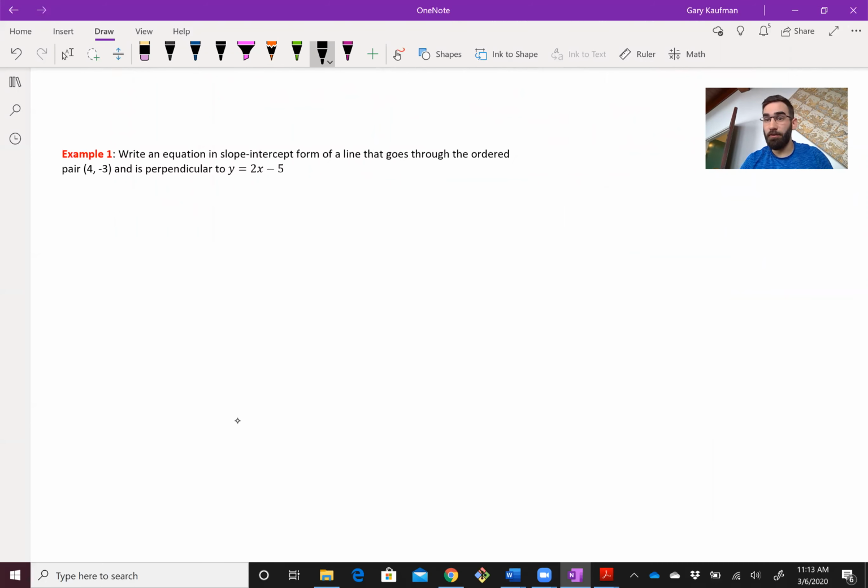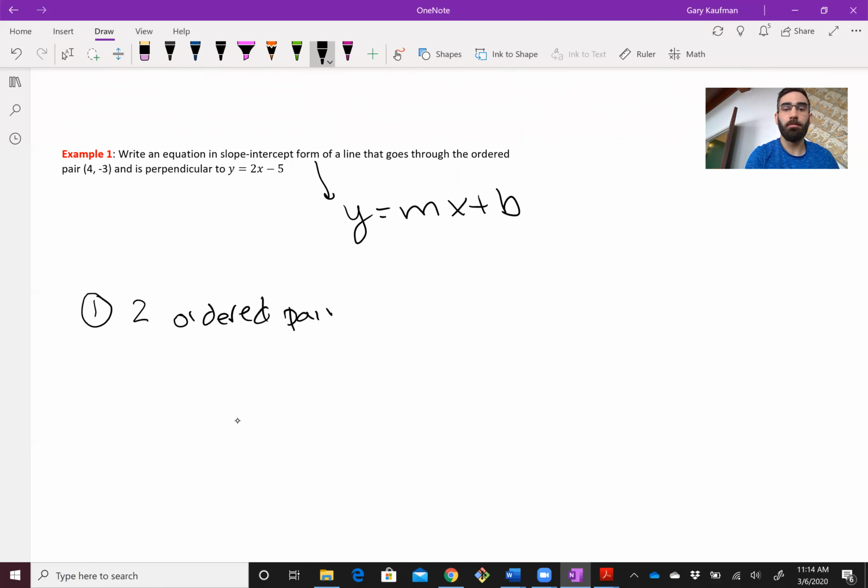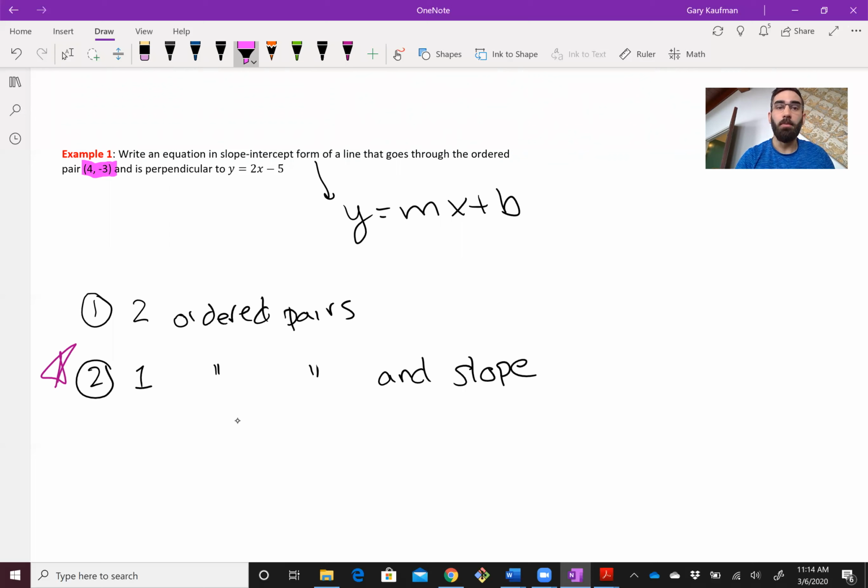All right. So here's our first example, and then we'll have some practice. So write an equation in slope-intercept form. Reminder, y equals mx plus b, that goes through the ordered pair 4, -3, and is perpendicular to y equals 2x. Well, what we've seen in the past, in order to write an equation, we either need 2 ordered pairs, or we need 1 ordered pair and slope. Well, in this case, this is what we have. We have the ordered pair. That's 4, -3. And we have the slope.